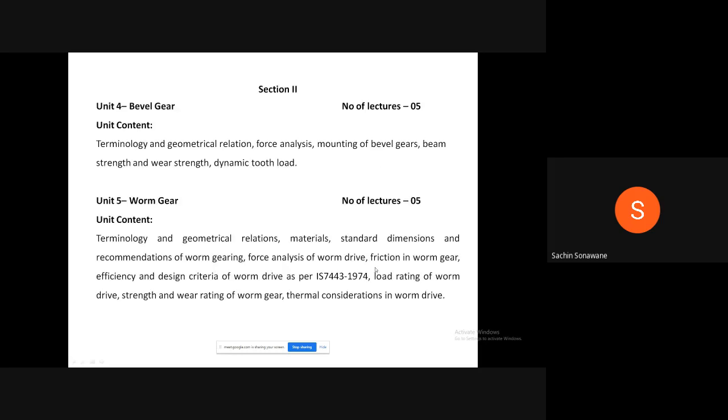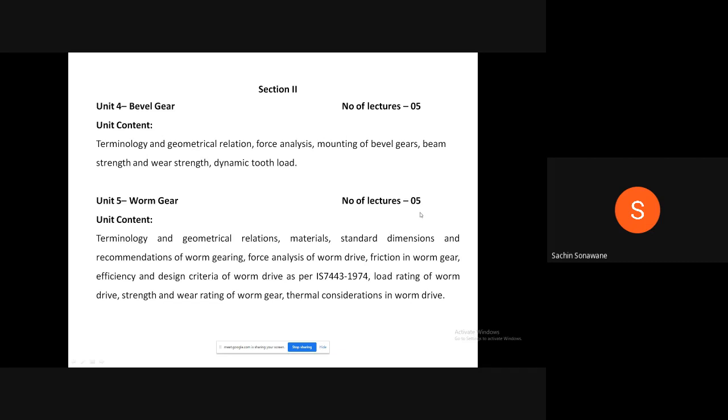Now, section second, unit 4, bevel gear. Number of lectures required is equal to 5. Its unit content is terminology and geometrical relation, force analysis, mounting of bevel gears, beam strength and wear strength, dynamic tooth load.